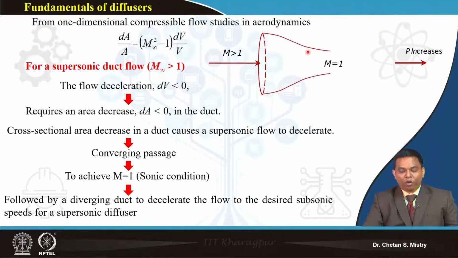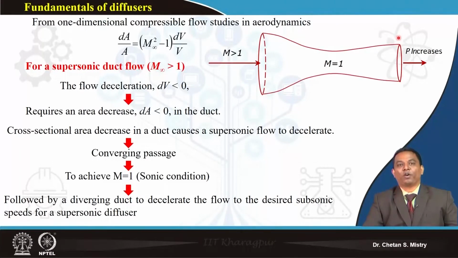Now in order to have that kind of configuration, I need to follow with a further diverging passage. Further deceleration of my flow from Mach M equal to 1 towards subsonic flow happens with my diffusing passage. So at the exit, I will have an increase of pressure and a decrease of velocity, or decrease of Mach number. This is what we define as a supersonic diffuser.